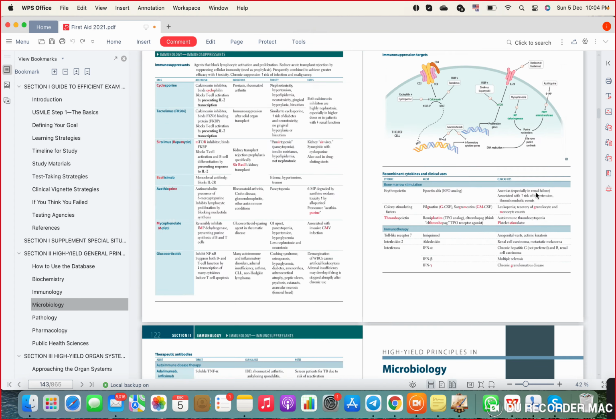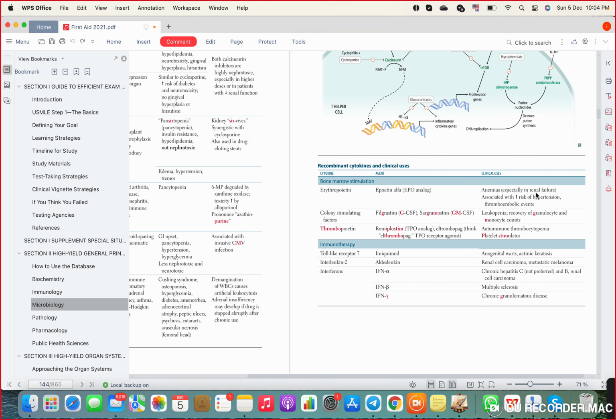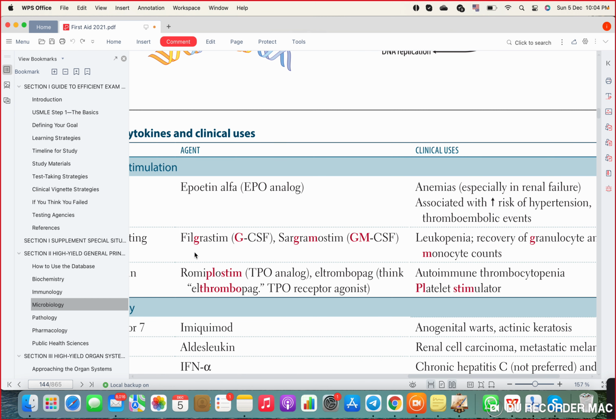Okay. Doc, which tumor secretes erythropoietin? Renal cell carcinoma and hemangioblastoma. Excellent. And the colony stimulating factors, you actually have to memorize these, sadly. So filgrastim and sargramostim. I keep forgetting about them, but you must memorize them, okay?